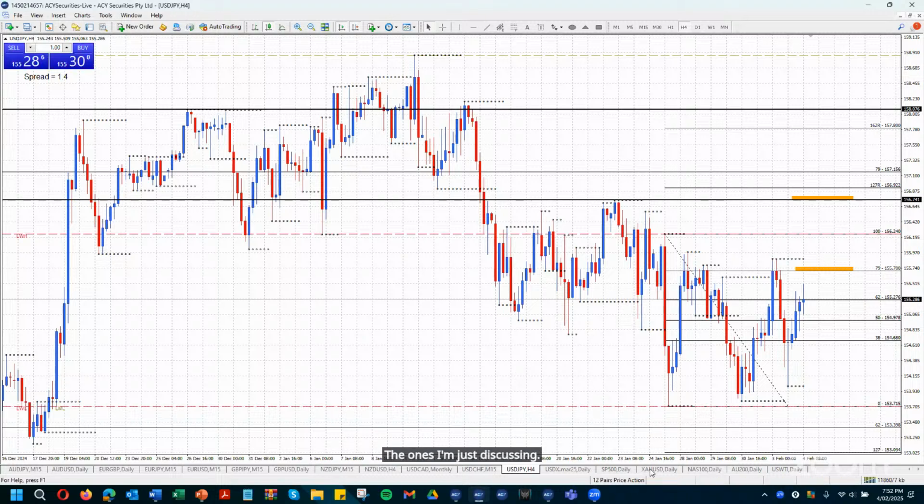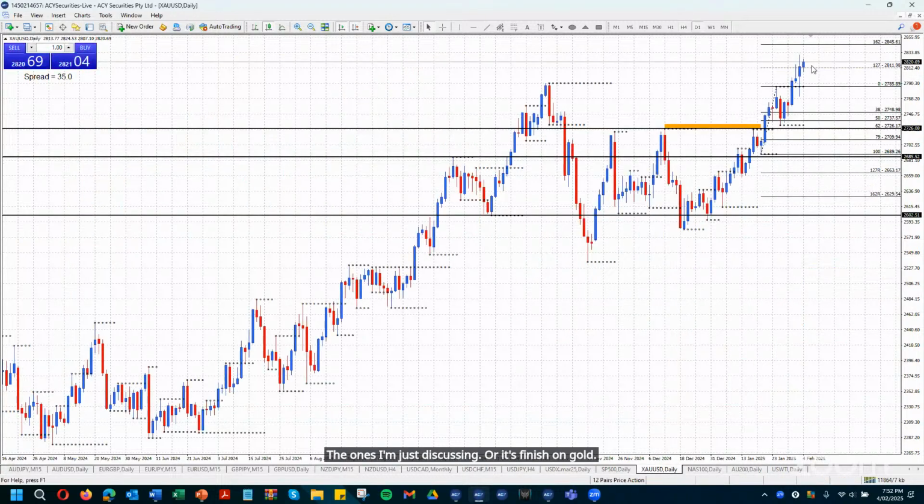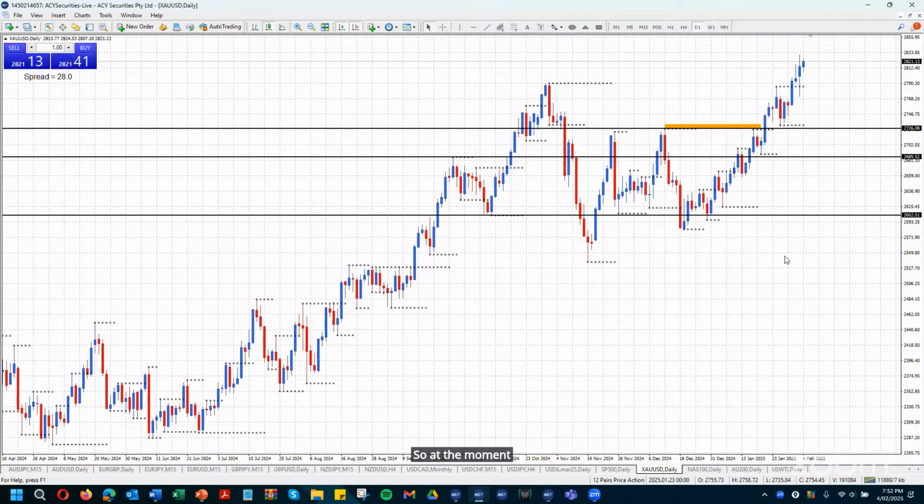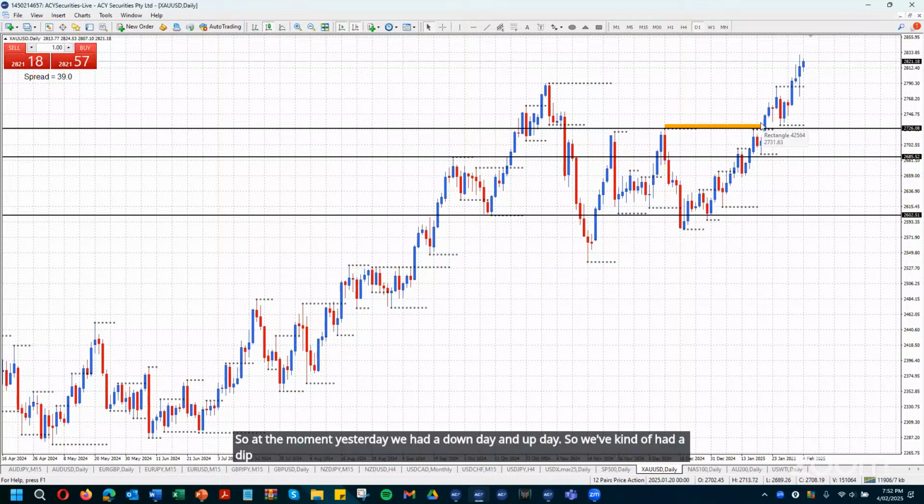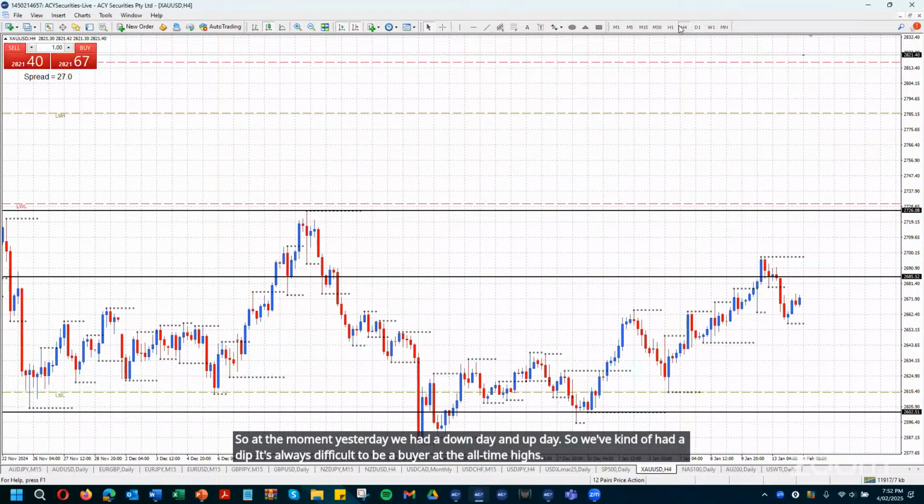All right, let's finish on gold. Very bullish to a new high. So he's at theoretically US dollar weak. If this is going high, should we expect US dollar to move down? So at the moment, yesterday we had a down day and up day, so we've kind of had a dip. So it's difficult to be a buyer at the all-time highs. 4-hour chart structure at the moment.